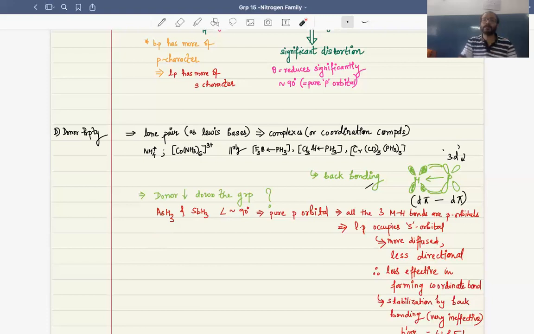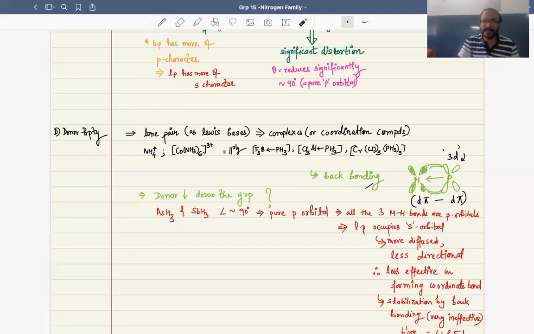As a result, what happens now? s character has a spherical geometry. Since it has a spherical geometry, the directional property of the lone pair is completely lost. And therefore, they are more diffused now, and diffused lone pairs are not very good at being a Lewis base, or as a donor. So that is what is happening.